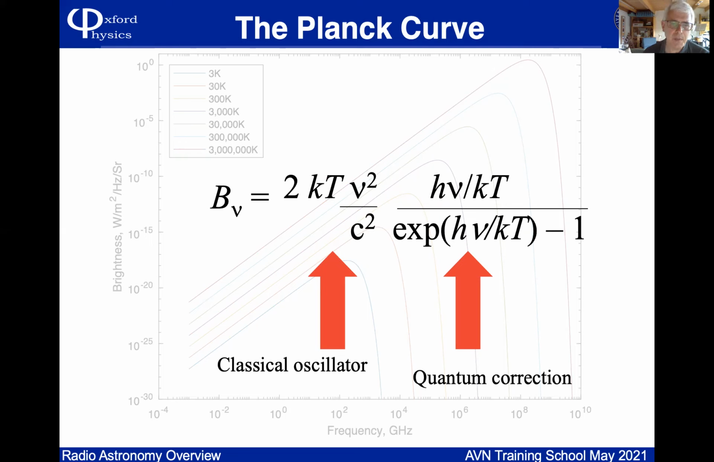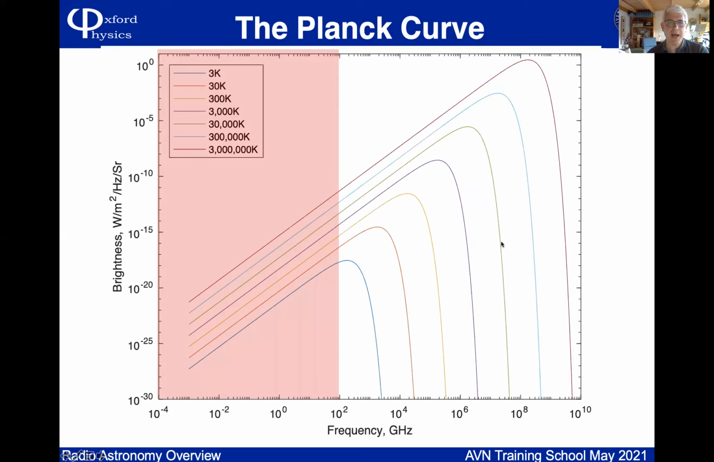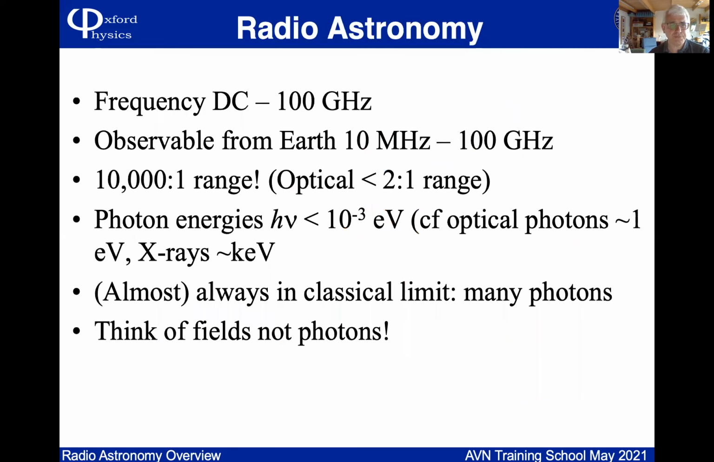There's a part which goes as frequency squared, which is the radiation you expect from a classical oscillator. And then there's essentially a quantum correction to this when the number of photons involved starts to get small and you start to notice the fact that radiation is actually quantized. And the thing about radio, it's basically the part of the spectrum where you are always in the classical regime. So you're always thinking of radiation as being essentially an electric field and not individual photons.